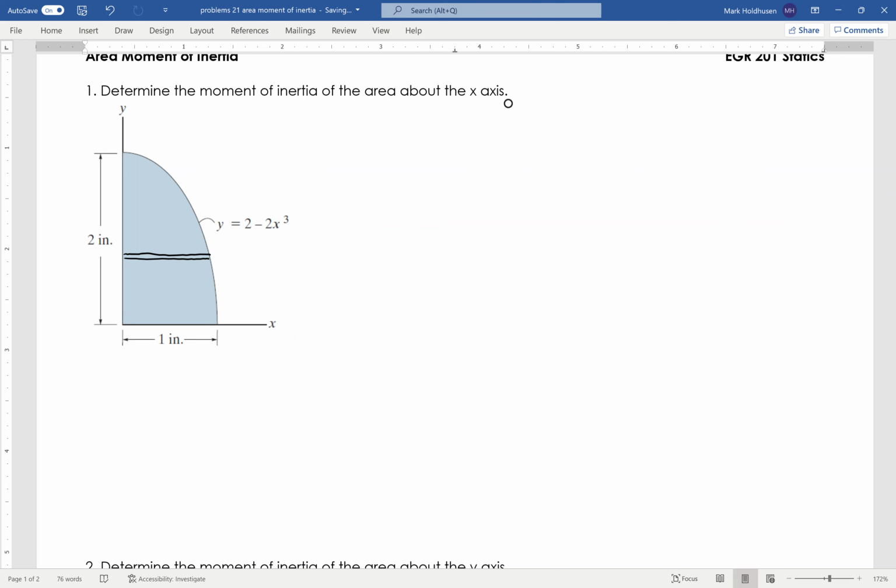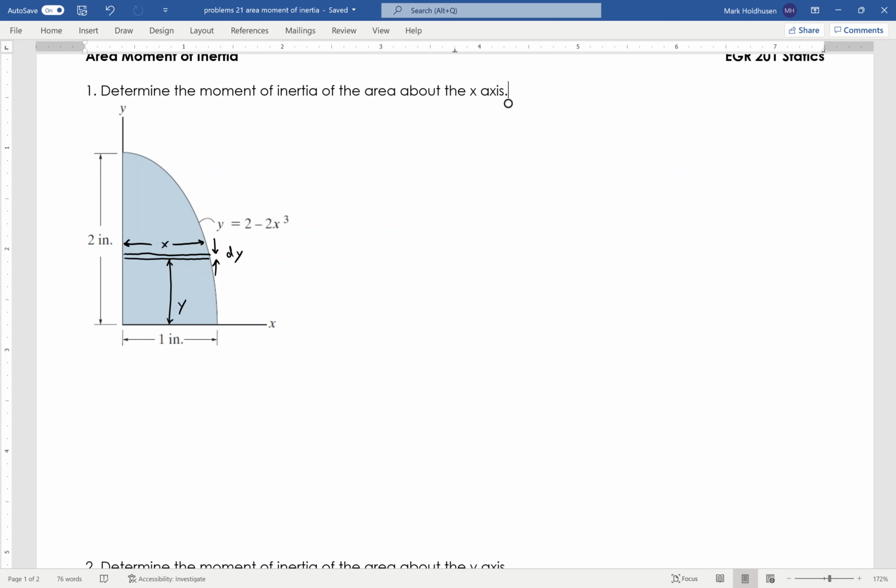And the reason we want to do that is so that the entire area is some distance that we're going to call y away from the x-axis. This will have a thickness of dy, and then it'll have a width of x. That'll vary as I move up and down my y-axis.